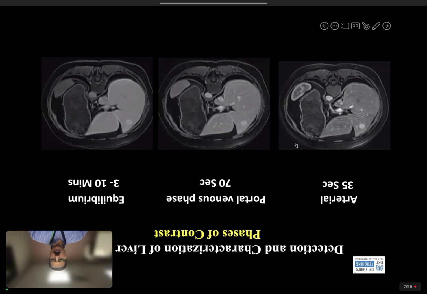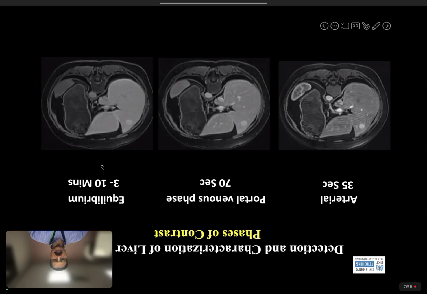So on MR, there is an early phase which is arterial. It is slightly delayed compared to a classical CT angiogram phase, and that is why you might see a bit of portal vein also. But look at the kidney and you will see that the cortex and medulla will be different. Arterial phase, then venous phase at 70 seconds, and equilibrium phase at 3 to 10 minutes.